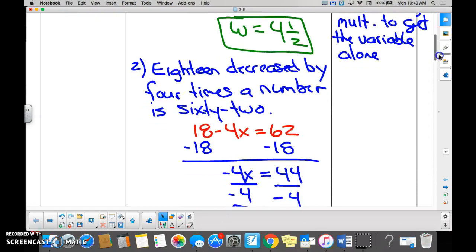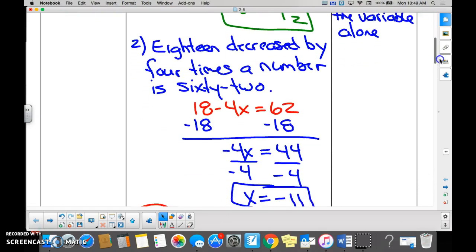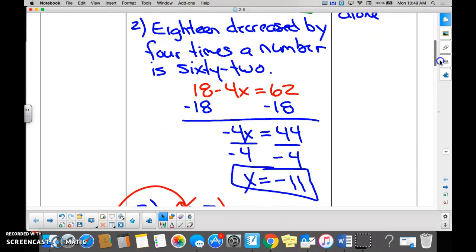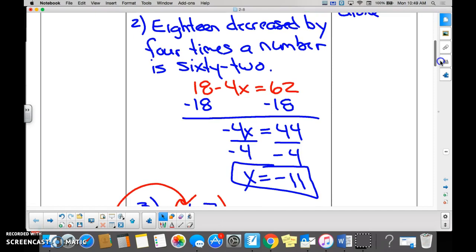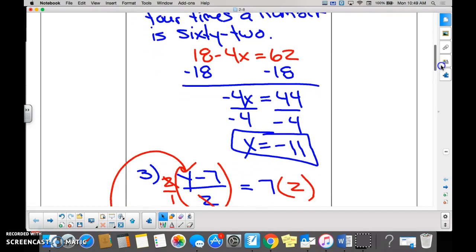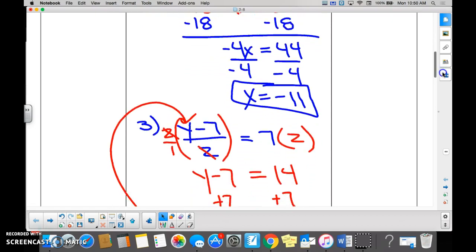Number 2, be careful when you write these. A lot of you wrote this one backwards, so we gave you the word version, you had to write the number version with the variable. Again, in this situation, we did the easy thing first and subtracted 18 instead of dividing by -4.